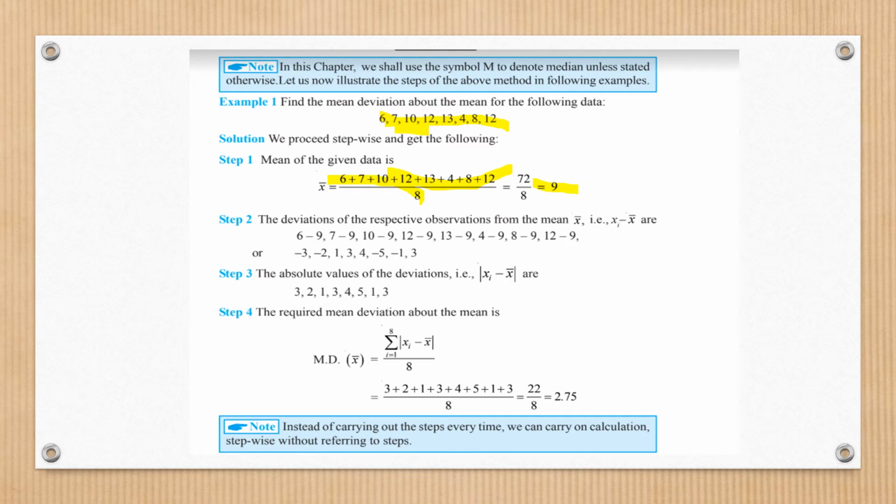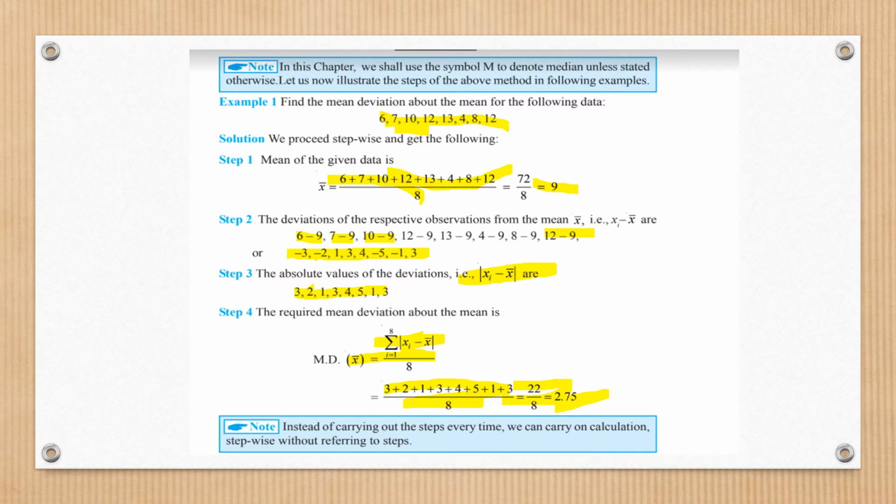This deviation means 6 minus 9, this 7 minus 9, 10 minus 9, all that up to 12 minus 9. Some are negative, some are positive, so I must take their absolute values. Like I will take minus 3 as 3, and minus 2 as 2. All are positive. Now the sum of all of them is 22, divided by 8, which gives you 2.75.